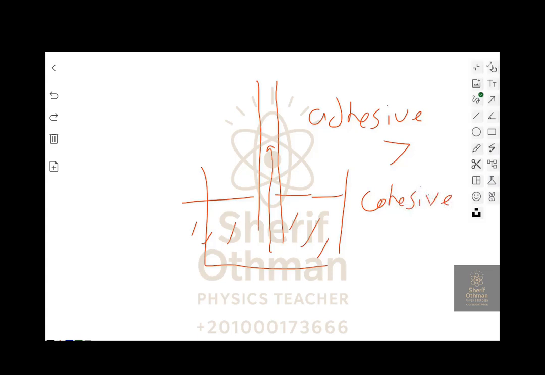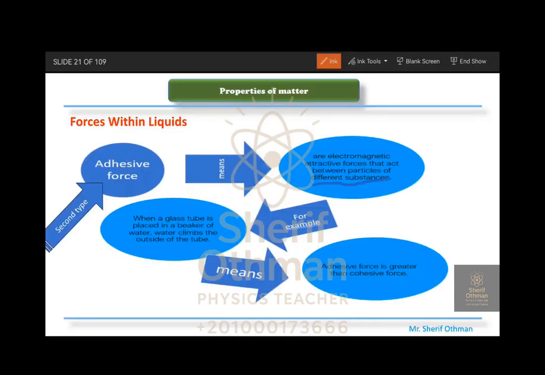The attraction force between the particles of water and the particles of the container is greater than the attraction force between the particles of the water itself. So it makes the water rise up inside the tube. For example, when a glass tube is placed in a beaker of water, water climbs the outside of the tube. That means, guys, adhesive force is greater than cohesive force, as we said before.